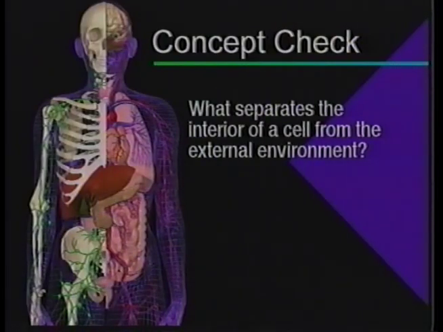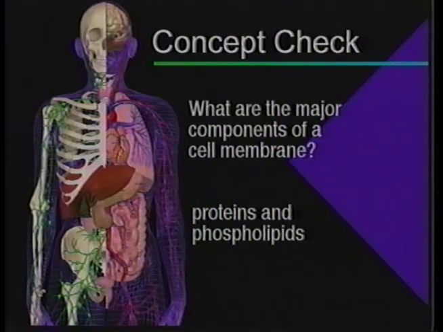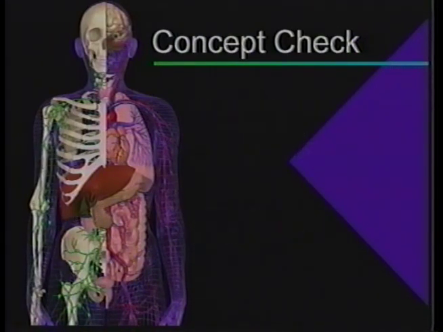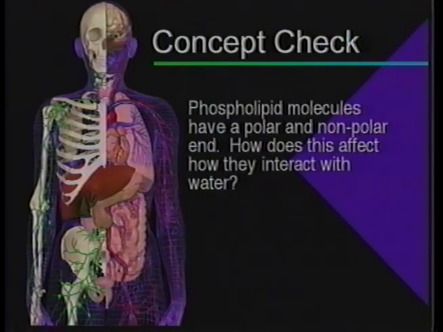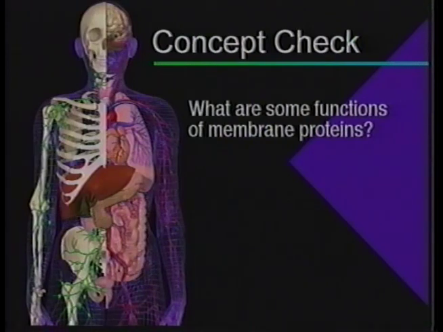What separates the interior of a cell from the external environment? What are the major components of a cell membrane? Phospholipid molecules have a polar and nonpolar end. How does this affect how they interact with water? What are some functions of membrane proteins?